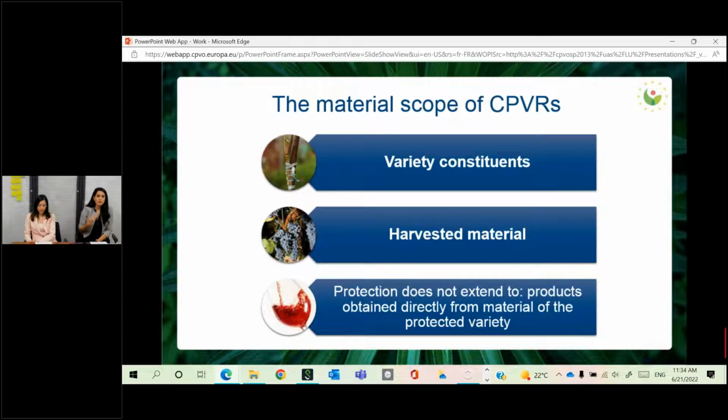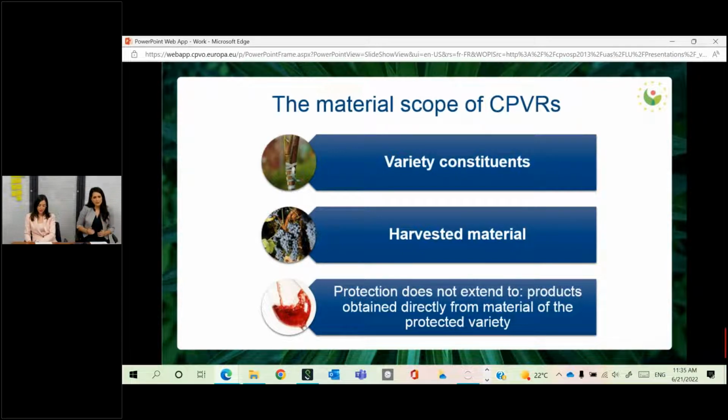On which material? The material scope of CPVR is also very interesting, it is very special. It is different from what we see in patents and trademarks, and it is essentially on the variety constituents. Variety constituents are any part of the plant from which it is possible to reproduce a new individual. I cannot tell you that it's the stem, the flower, the leaves, because this really depends on the species. Once again, we're talking about living organisms, every single one of them with different characteristics and ways to reproduce itself. So usually the material scope is on that.